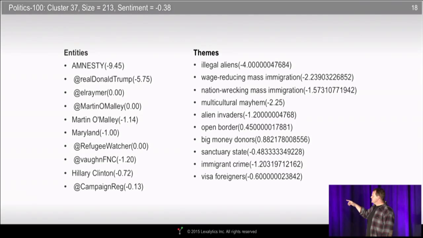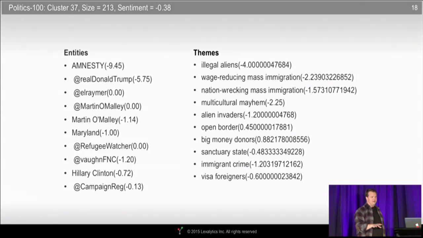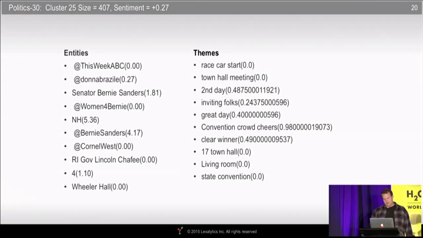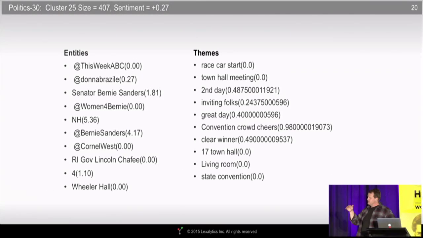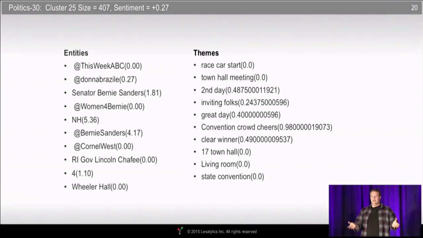But this tells me as an analyst, these are things that maybe I want to put into a category or build a classifier around immigration issues, right? These are the terms that are going to be most popular and most used having to do with immigration issues. And I may not have been able to think of all these myself. So here's another cluster, with the trigrams and bigrams, but then let's get to the themes. This is clearly about Bernie Sanders. Win, his great start, inviting folks, great day, convention crowd, cheers, clear winner. So this is all about how he started out. And here's this related cluster about what's happening with Bernie Sanders.